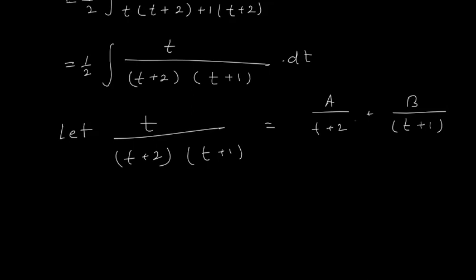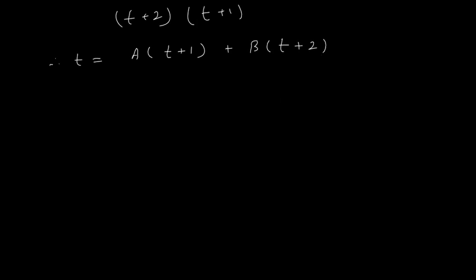Therefore I will get t equal to a into t plus 1 plus b into t plus 2. Now the denominator t plus 2, t plus 1 is gone, since on both sides we have the same term in the denominator, so we will cancel. Now I will find the values of a and b by substitution. Let t equal to minus 1. So when I take t equal to minus 1, I have minus 1 equal to 0 plus b into minus 1 plus 2, which gives me 1. So the value of b I will get is minus 1. This is the value of b.